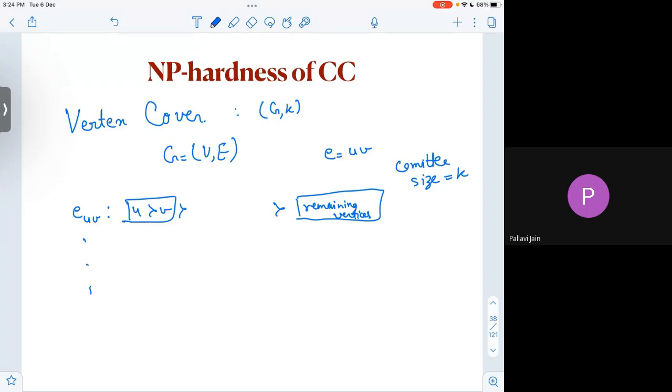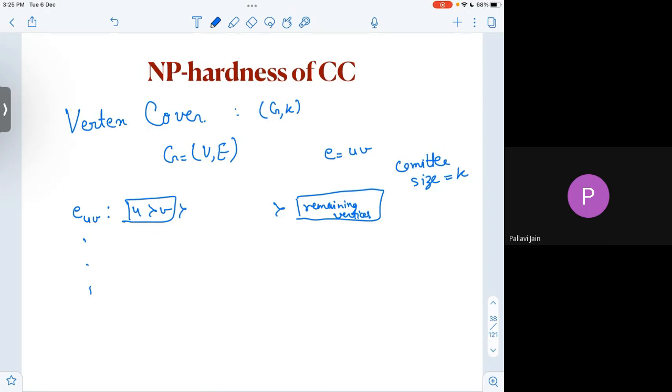So we are trying to show that CC is NP hard. What will we do? We will start from a known NP hard problem and construct an instance of our problem. This known NP hard problem, I started with the vertex cover problem. What is the instance for the vertex cover problem? A graph G and an integer K. And what is the question? Find a subset of vertices such that for every edge, at least one of the endpoints is in your set. This is the vertex cover problem.